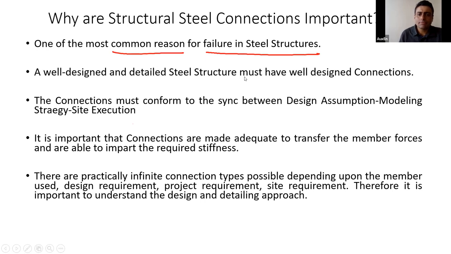Progressive collapse means that, let's say, if you have a multi-story structure, and if this connection here fails, then this level falls, this level falls on this, then this level together falls on this, and so on. Progressive collapse.